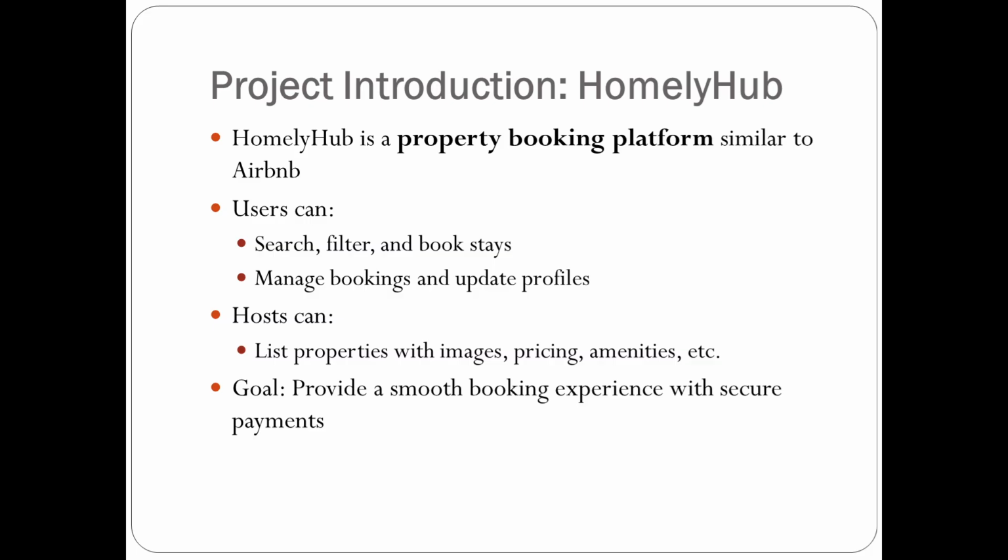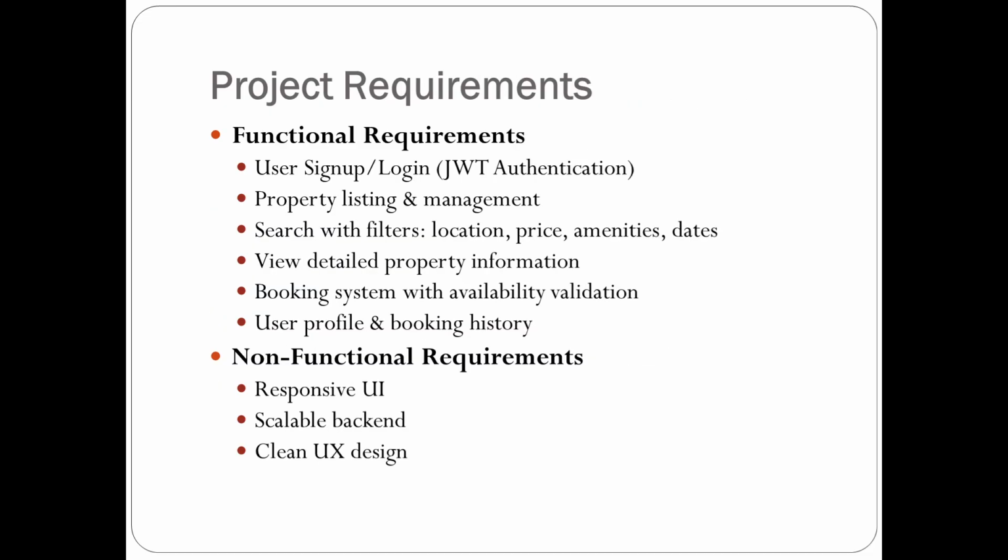Introduction about the project. Homely Hub is a property booking platform similar to Airbnb. Users can search, filter, and book stays, manage bookings, update profiles, and the hosts can list their properties with images, prices, amenities, etc. The goal was to provide a smooth booking experience with secure payments.